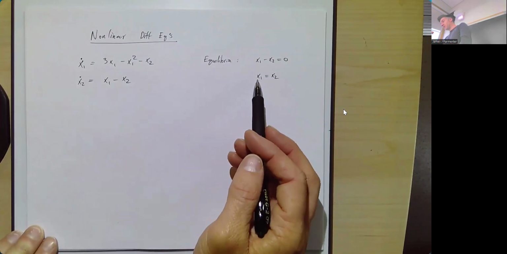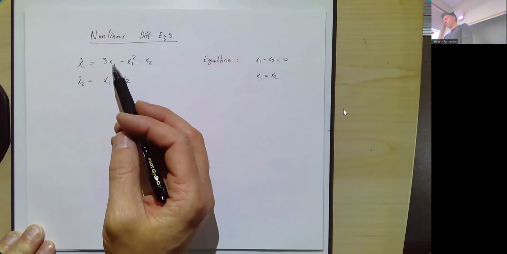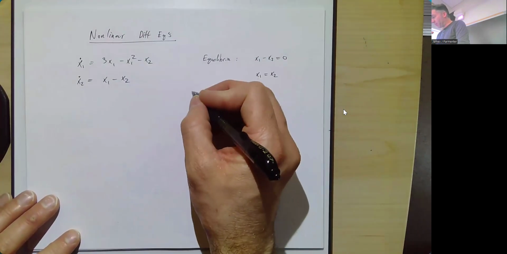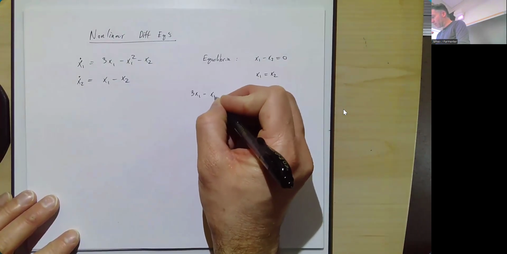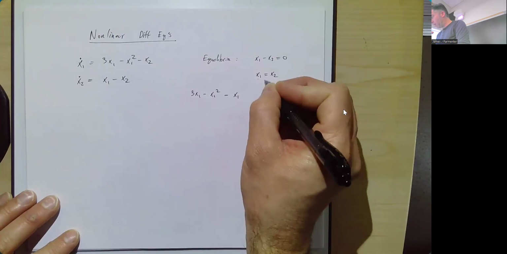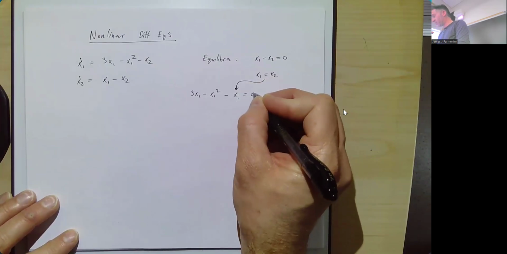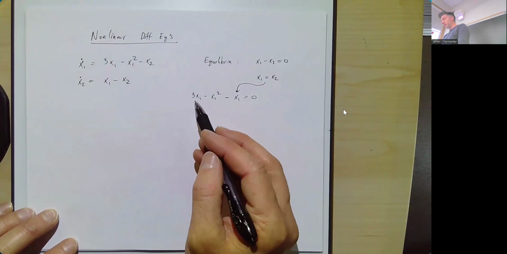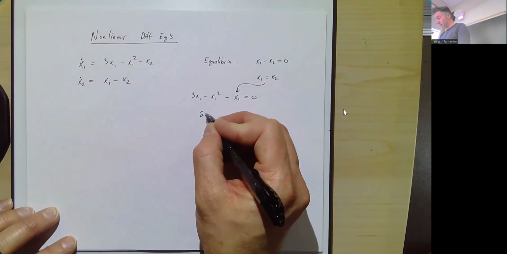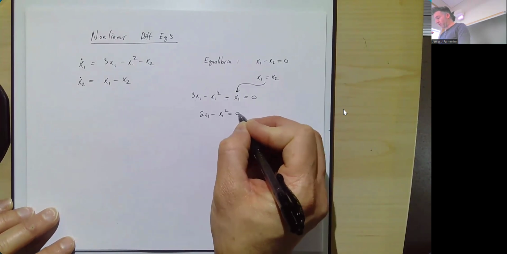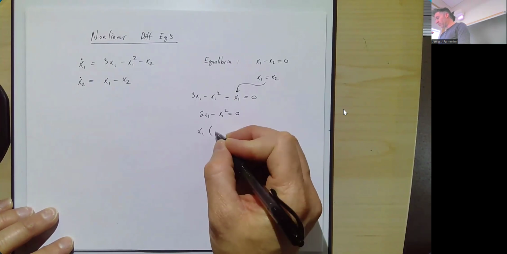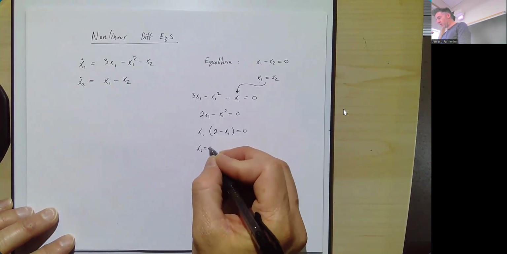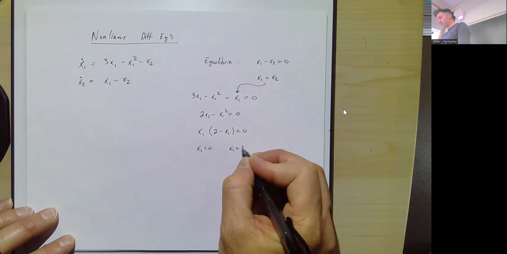So then I'm going to sub this in for this equation here. It doesn't matter which one you pick. I'm going to plug in x1 for x2. So now I'm going to say that 3x1 minus x1 squared minus x1, plugging that in for x2, equals 0. And then we're going to try and solve this. 3x1 minus x1 is 2x1 minus x1 squared equals 0. Factor: x1 times (2 minus x1) equals 0. So then we're going to get x1 equal to 0 or x1 equal to 2.